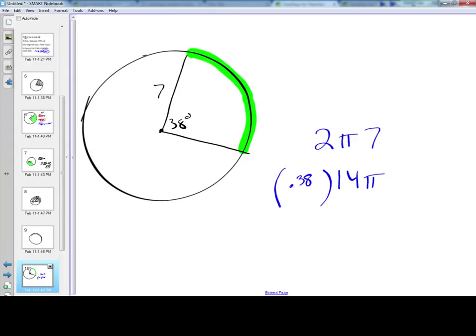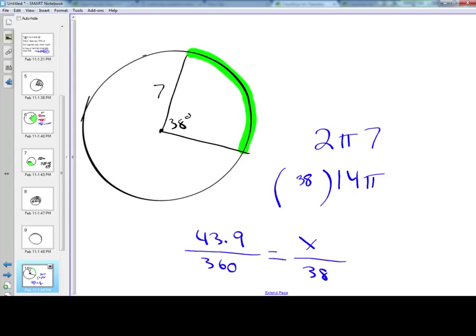So I did 14 pi, which to make my life easier, I made it 43.9, over 360, because there's 360 degrees for the whole circle, equals x, which is what we're trying to find, over 38, which is how many degrees that arc is. I got 4.64. Yes. That works. Cool.